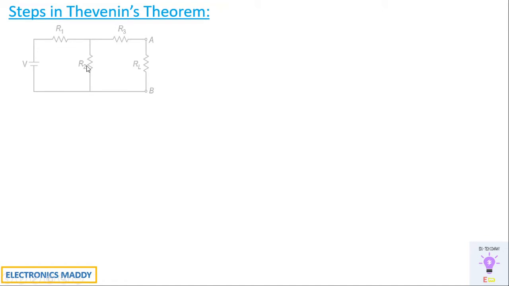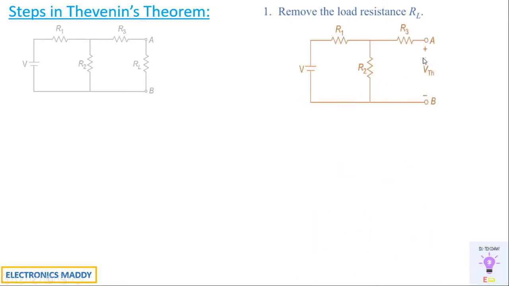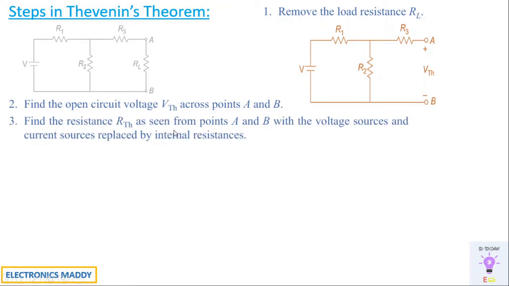Let us say this is the network that we have, and we are asked to find the current flowing through the load resistance RL and represent this in terms of Thevenin's theorem. So how do we do it? The first step is to remove the load resistance RL, and the network looks like this. We will label that as VTH and find the open circuit voltage VTH across points AB. There are network reduction techniques like KVL and KCL, and we can apply them using Ohm's law. We will be able to find the value of VTH, and once that is done, find the resistance RTH as seen from the points A and B with voltage sources and current sources replaced by internal resistances.